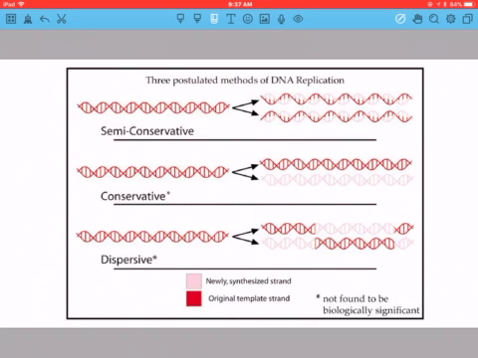Semi-conservative replication involved the splitting of the two parent strands to form complementary daughter strands, where the new DNA molecules consisted of one original parent strand and a newly synthesized strand. And that's what you see in this example. The red is representing the parent strand, and the pink is showing the newly synthesized strand.